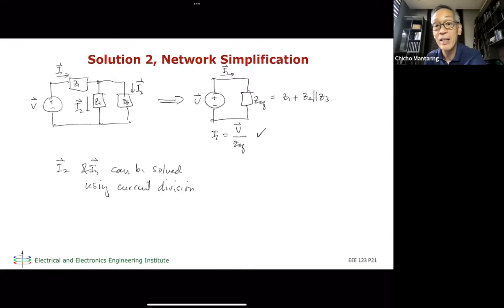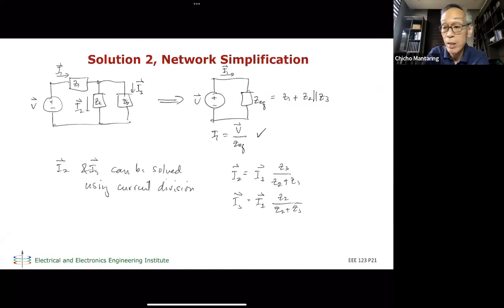Okay? So I2, for example, will just be I1, okay, J3 over J2 plus J3, no? And I3 will be I1 J2 over J2 plus J3. Okay? So that's how you do it using network simplification, no?